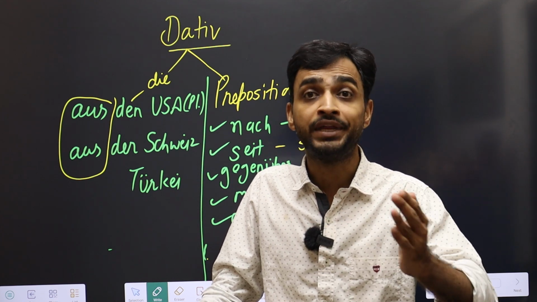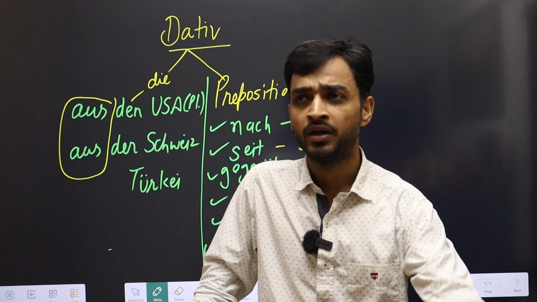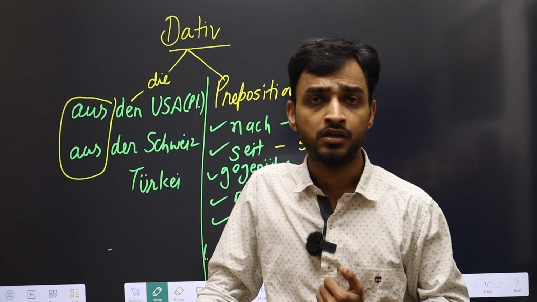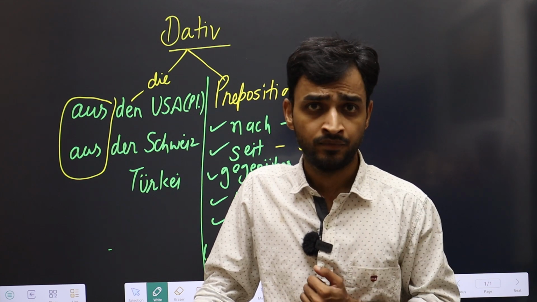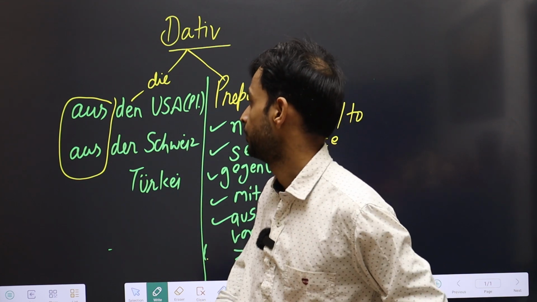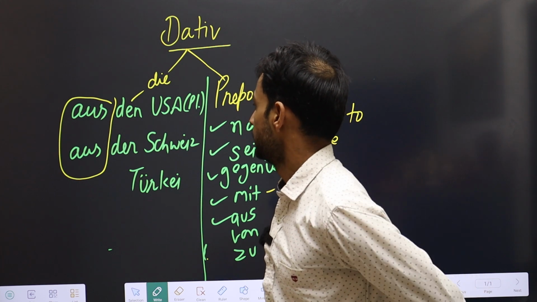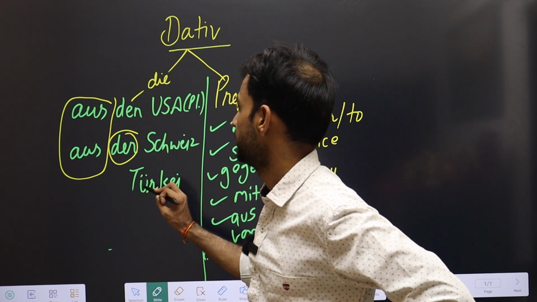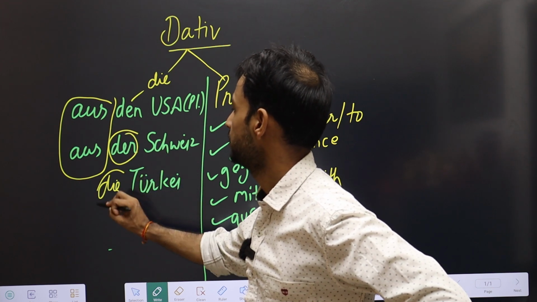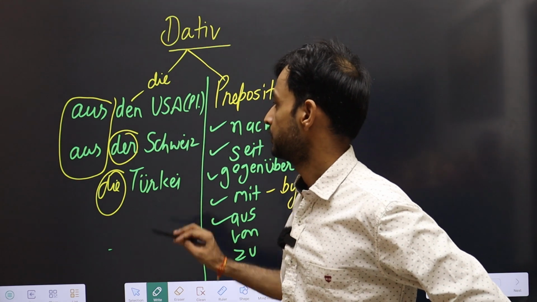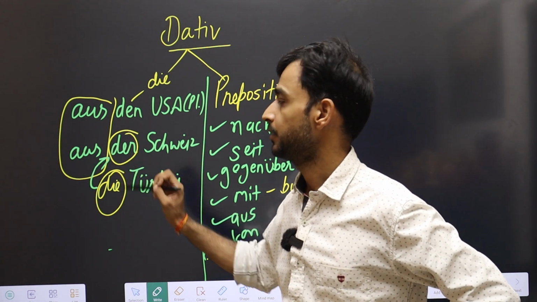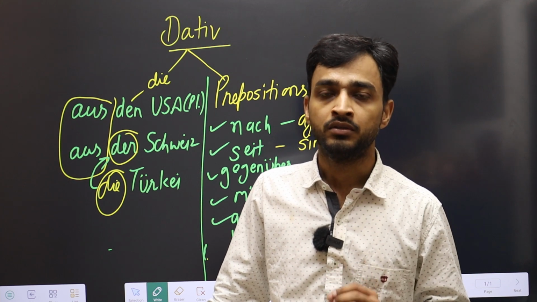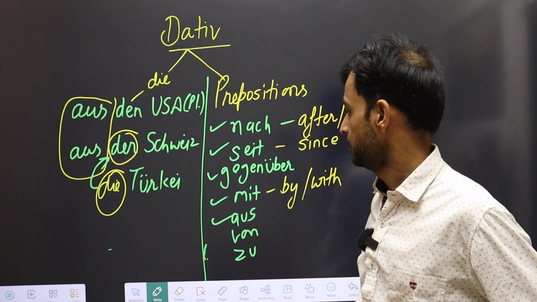Ich komme aus den USA, or you can say ich komme aus Amerika. Ich komme aus New York. Ich komme aus California. Türkei also is die, so die changes into der. Schweiz also is die, so die changes into der. So die becomes der here. So this is the use of the preposition aus. Now we'll see the next preposition, von.